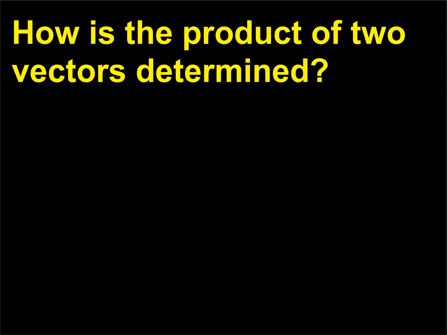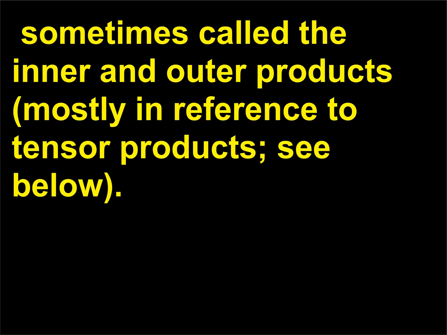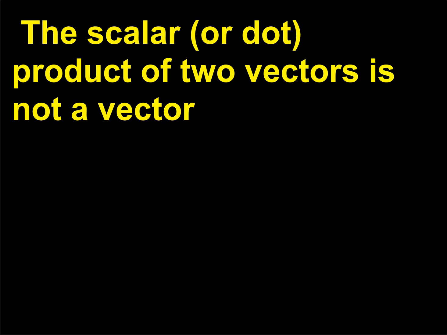How is the product of two vectors determined? There are two distinct types of products of two vectors, scalar and vector products. Sometimes called the inner and outer products, mostly in reference to tensor products, see below. The scalar, or dot, product of two vectors is not a vector, because the product has a magnitude but not a direction.